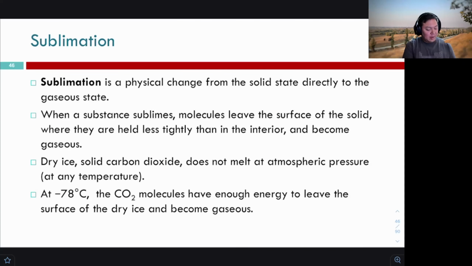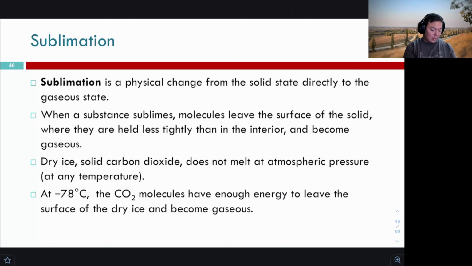At this point we've talked about vaporization, condensation, right? Going from liquid to gas, gas to liquid. We talked about melting, freezing, liquid to solid, solid to liquid. Those are sort of our normal ones. But we also have sublimation. So sometimes things go straight from a solid to a gas.